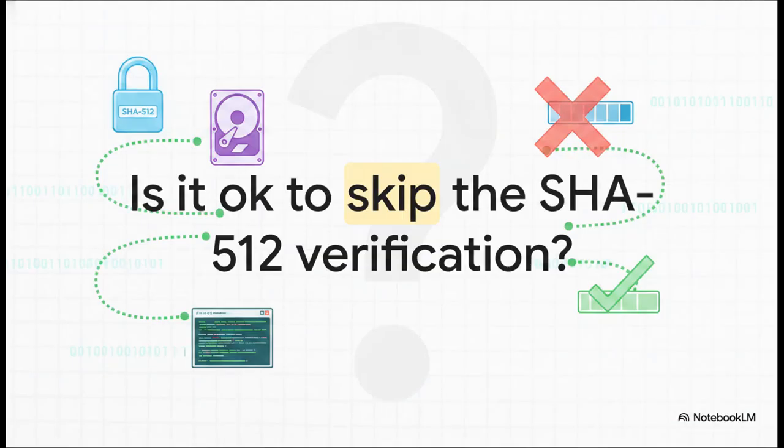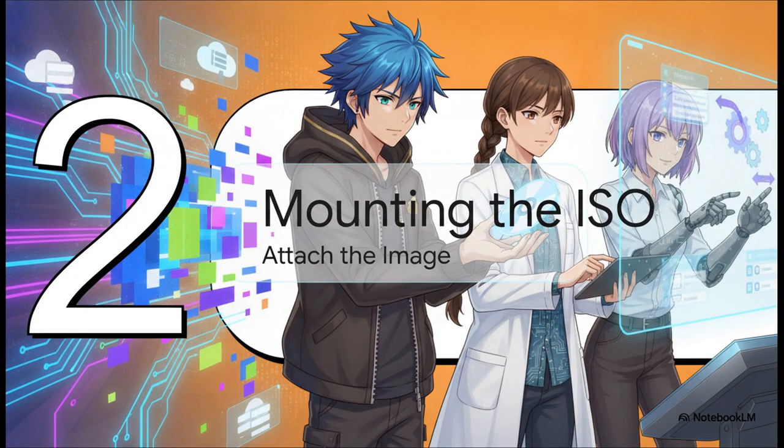Now, a question that comes up a lot right off the bat. Once you download that massive ISO file, is it okay to skip the SHA 512 verification? Well, officially, it's highly recommended to verify the checksum against the SPEC website just to make sure your download isn't corrupted. But honestly, if you don't feel like hunting down an SHA 512 tool right this second, skipping it is probably fine. The installation script has its own built-in safety net and will actually verify the individual files later on anyway. Moving right along to Section 2, Mounting the ISO image.